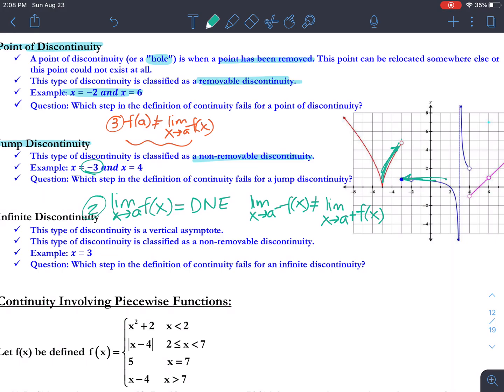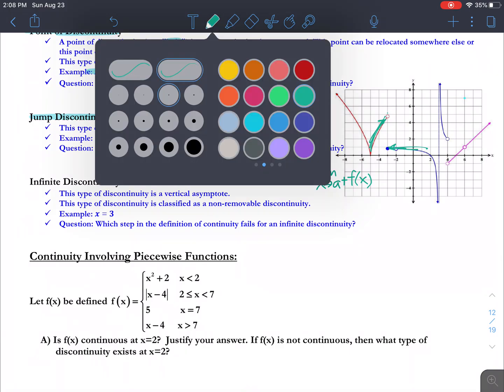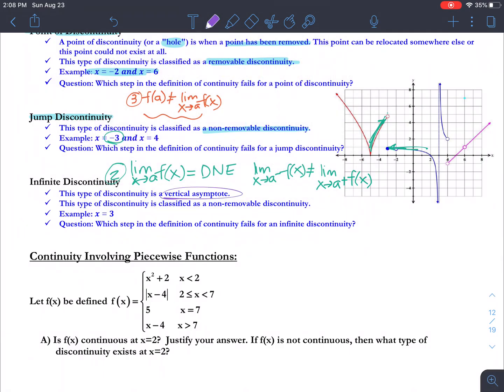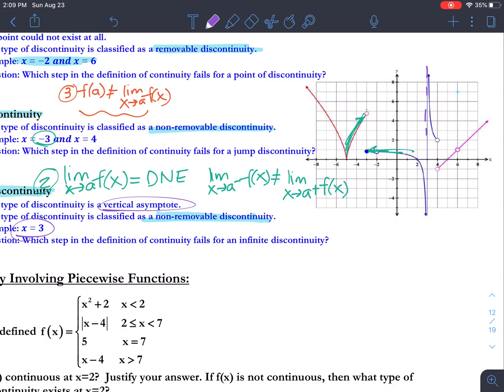Okay, infinite discontinuity is the last type here, guys. And infinite discontinuity is that vertical asymptote. Okay, so infinite discontinuity, it's non-removable as well. So notice jump and infinite are both non-removable. This would be like at x equals 3. So I don't know if you guys can see this dashed line here at x equals 3. Technically, to draw this graph, if I was drawing from the left, I'm going this way. There's really no way I'm going to get back unless I pick up my pencil and restart up here. So again, picking up your pencil helps you with figuring out if something is continuous.